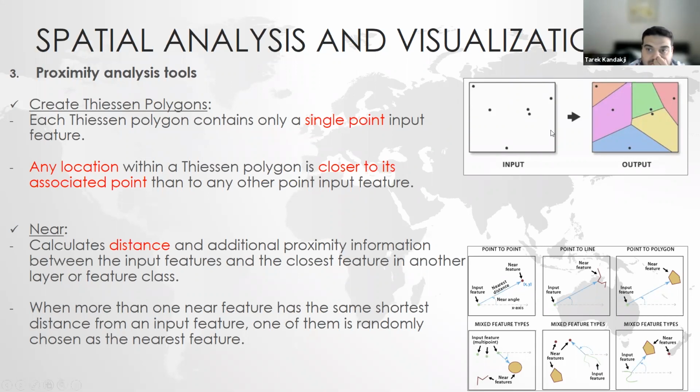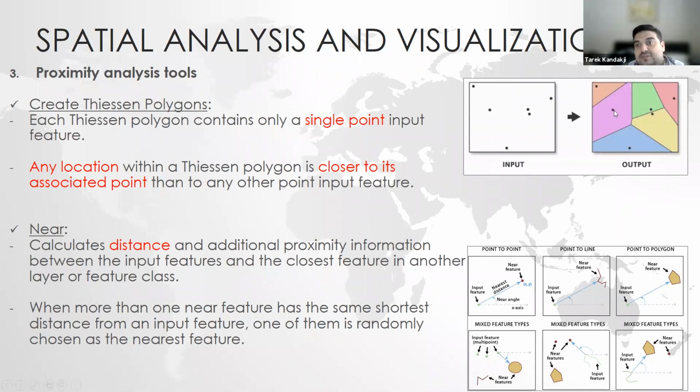Let me show you the information here. So we have a map. Let's say that these are firefighting stations in a city. Then here's the output, the Thiessen polygons. Thiessen polygons tell you that if a fire occurs within this polygon, at any location inside this polygon, the closest firefighting station that should respond is going to be this one.